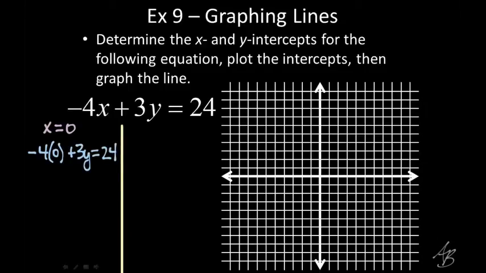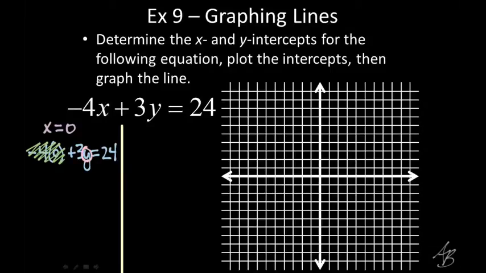Okay. And with this equation, what's going to happen? What's going to disappear? The negative 4 times 0 is going to go away, right? So what we really have is 3y equals 24, and I want to solve that. So to set up the solution, what do I do first? Nope. What do I do first before I solve equations?